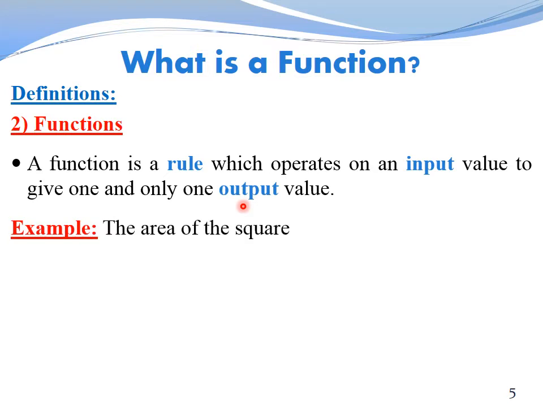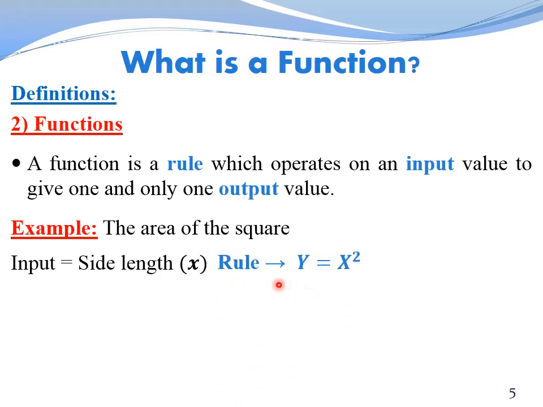For example, again, we'll go back to the area of the square example. The area of the square is in fact not only a relation, but also a function. Why? Because for every side length, there corresponds only one value for the area y. So each input value corresponds to only one output value, and this means that our relation is also a function.